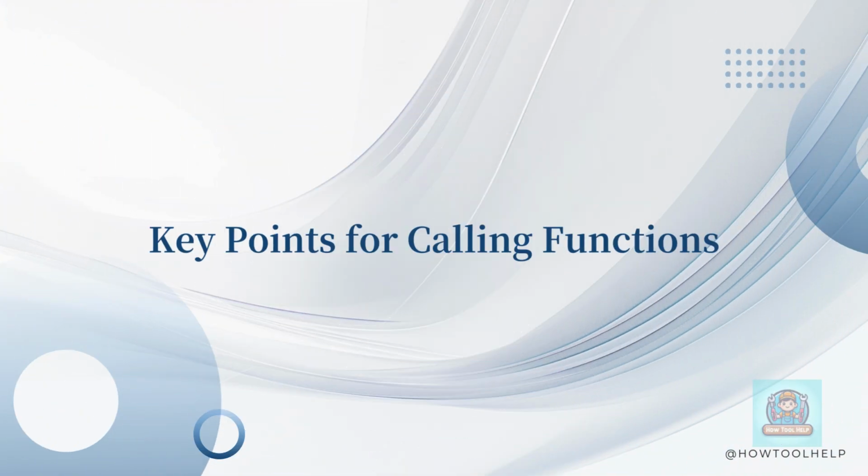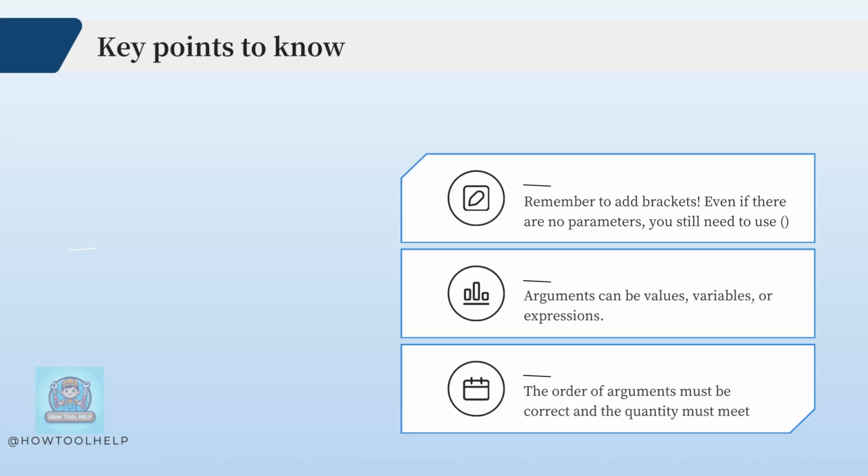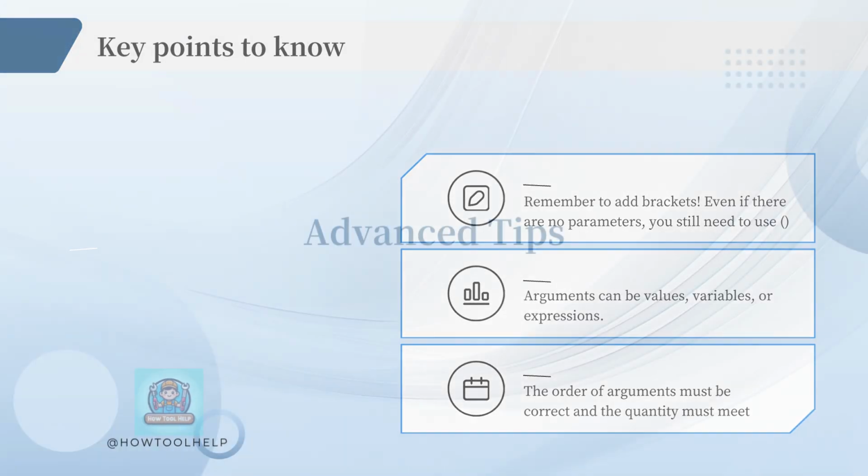Key points for calling functions. When calling functions, there are a few important points to note. Always use parentheses. Even if a function has no parameters, parentheses are required, otherwise, Python will not execute the function. Arguments can be values, variables, or expressions. For example, you can pass a number, a variable, or an arithmetic expression as an argument. Correct order and number of arguments. If a function defines two parameters, you must provide exactly two arguments when calling it, otherwise, an error will occur.